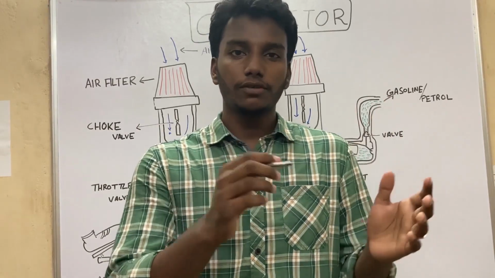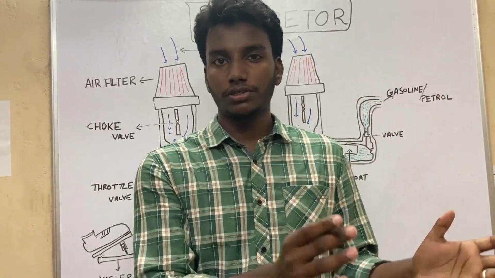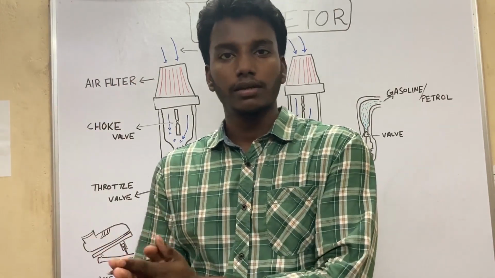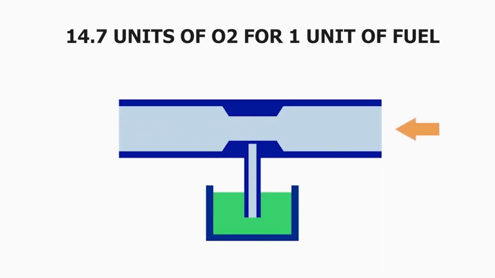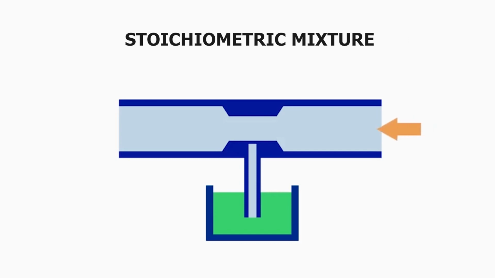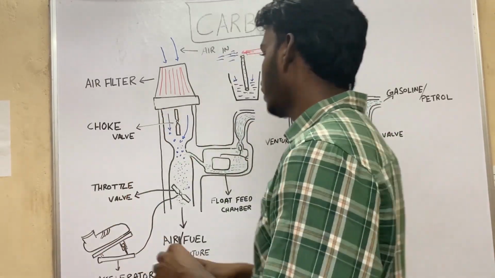The sole purpose of the carburetor is to mix enough amount of oxygen with the right amount of fuel. The most commonly used ratio is 14.7 units of oxygen to 1 unit of fuel. That's what they have been using commonly, and that perfect mixture is known as the stoichiometric mixture. Now let's get into the working of the carburetor.